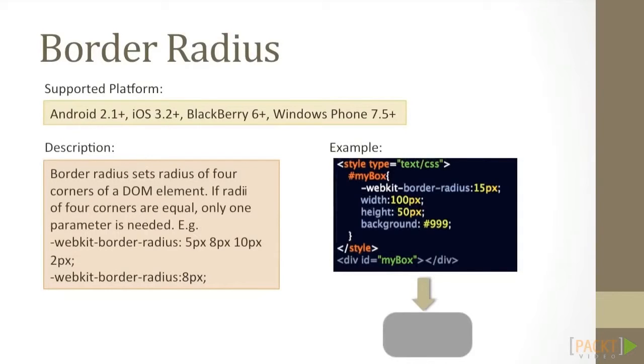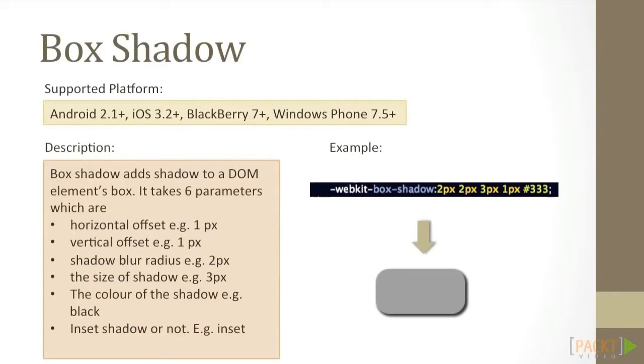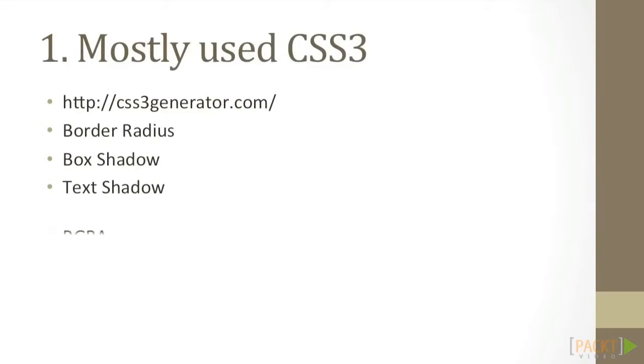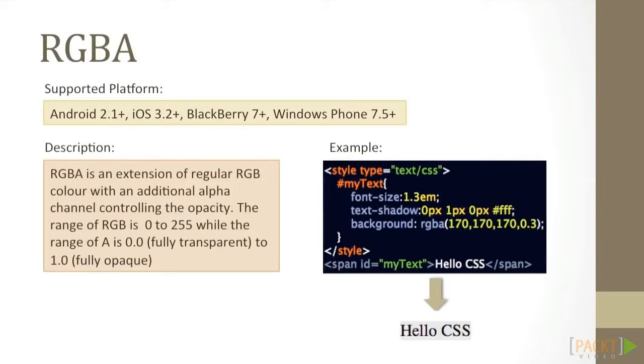The border radius property sets the radius of the four corners of a DOM element. It uses few resources. The box shadow property adds a shadow under a DOM element. It uses few to medium resources, depending on the size of the shadow and the blur radius. The text shadow property is similar, but adds a shadow under the text. It likewise uses few resources. We can create an iOS-like embedded text effect easily with this.